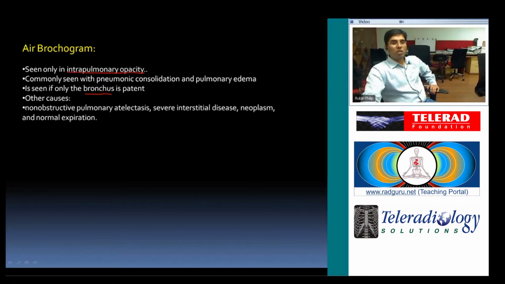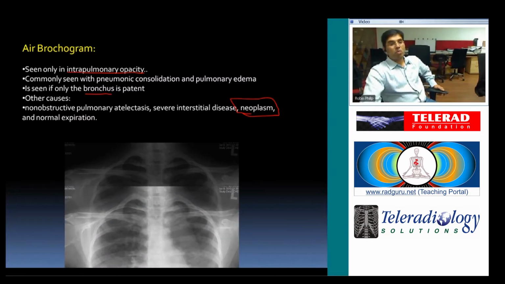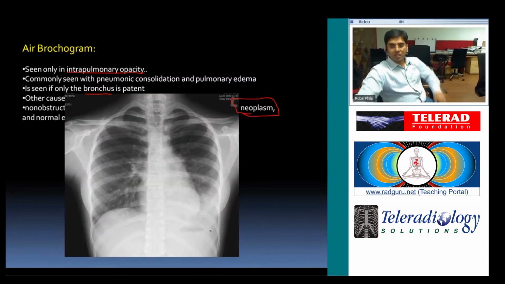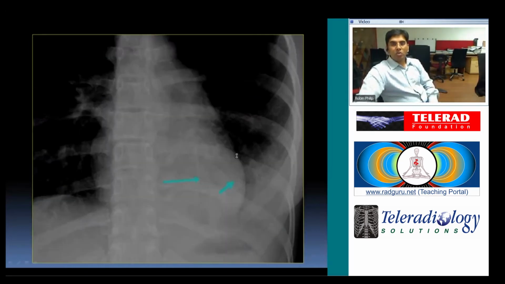The other causes would be atelectasis, severe interstitial pneumonia, interstitial disease, and neoplasm, especially post-obstructive consolidation, and all may happen. And then that's where you can see the air bronchus. See here in this case, I'll show one more. Same patient, magnified image. You can see these lines here. So those are the air-filled bronchi. That is typical air bronchogram.